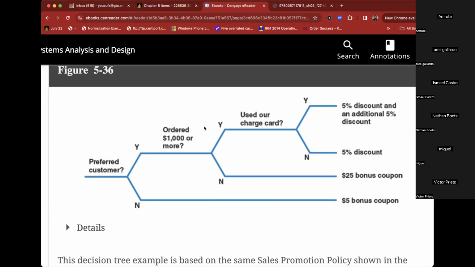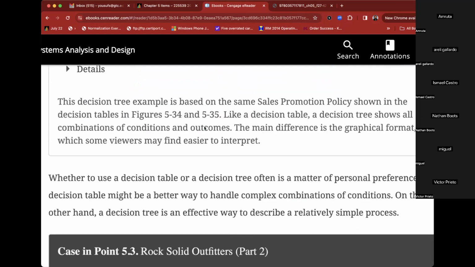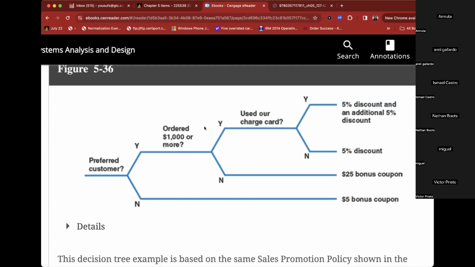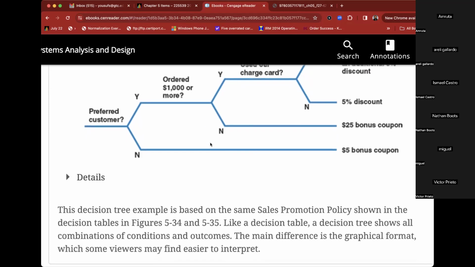The trees are difficult to draw compared to that of the tables. So it would just depend on what kind of project you're working on, how big it is. Exactly. What kind of conditions? How many conditions you're working on? Right. Exactly. Yeah. That makes sense.